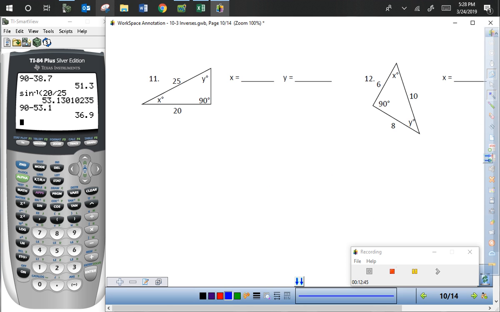All right, on number 11, our x is the angle of focus here, 20 is our adjacent, and 25 is our hypotenuse across from the 90 degrees in our picture here. Okay, so we are using CAH in SOH CAH TOA. C stands for cosine, so we've got cosine of our angle x equals, adjacent is on top, so 20 up top, over hypotenuse, 25. And to get rid of that cosine, so that x is by itself, we have to take the inverse cosine.